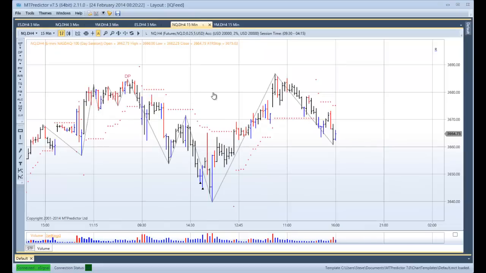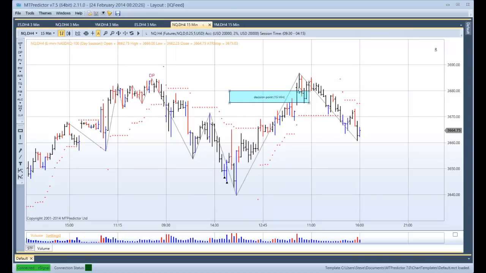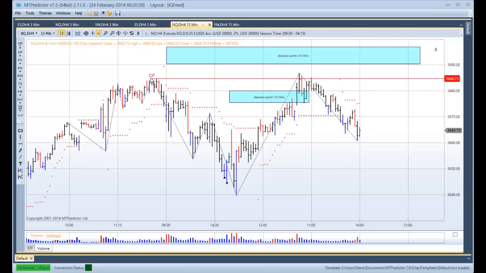The NQ was not quite so clear because here was our DP, and we'd gone through the DP there. The next level would have been the DP from that high there, and you see we're in between levels. The only thing that the NQ did was actually make a double top. So if I put a high tag on that level, you can see a double top.